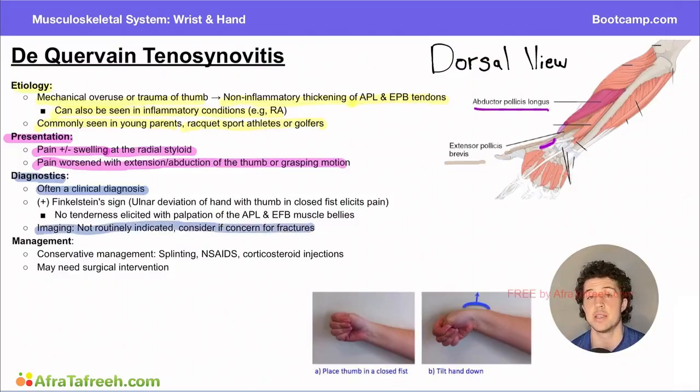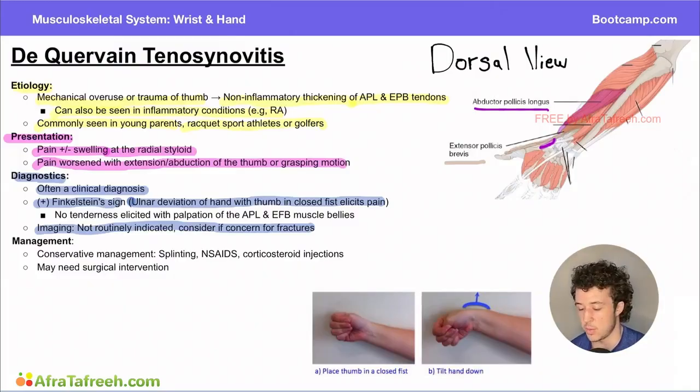A test that is indicative of this condition would be a positive Finkelstein sign, which is going to be ulnar deviation of the hand with the thumb enclosed in the fist. So you can try this out yourself. You can wrap your thumb inside your fist, just go ahead and stick it out and deviate it in the ulnar direction. Remember, that's going to be toward that pinky, away from the thumb, as we can see down here. And if that elicits pain in the patient, that's a positive sign.